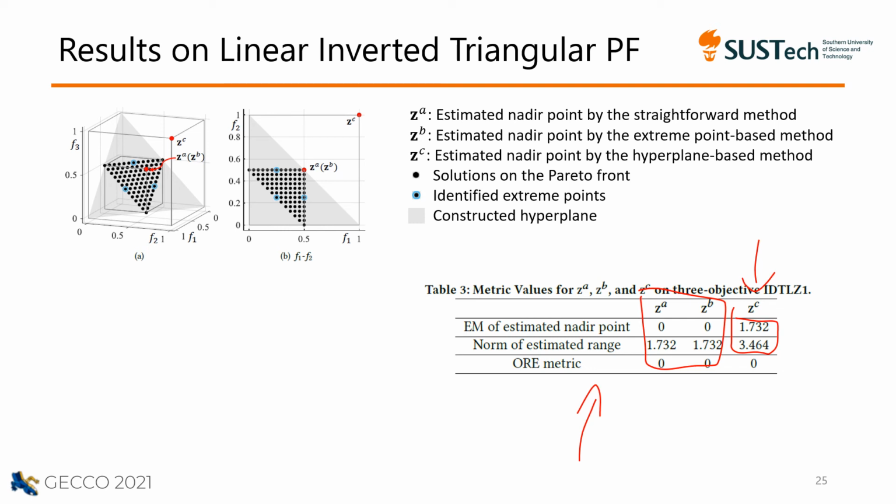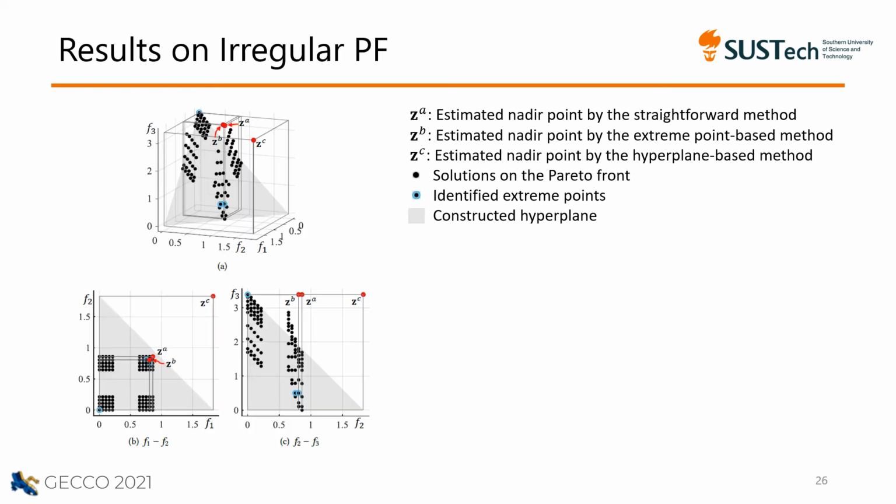However, they do not show the quality of normalization, since the same normalization results are obtained from all the 3 nadir points. The proposed ORE metric gives the same value to all the 3 estimated nadir points, which is consistent with our observations. That is, all the 3 nadir points have the same normalization quality.